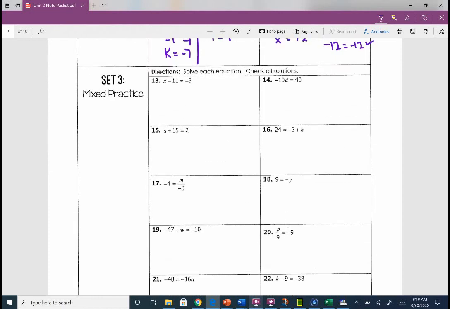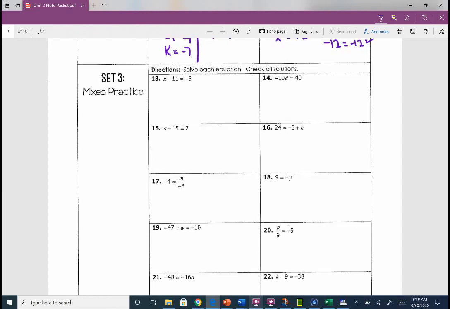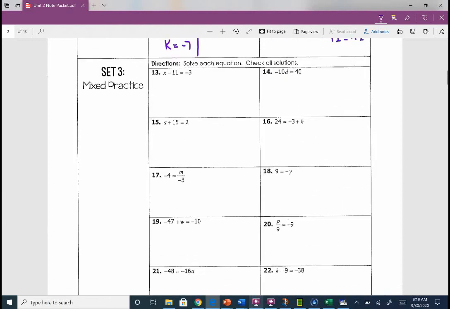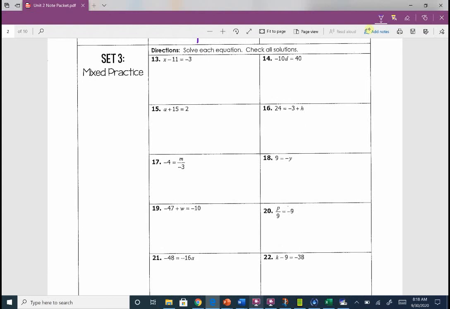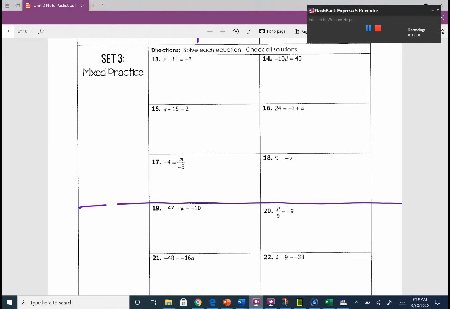So let's go ahead and do the top 6, 13 through 18, and then we'll take a little break.